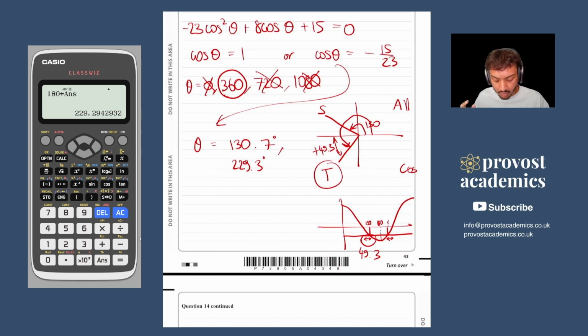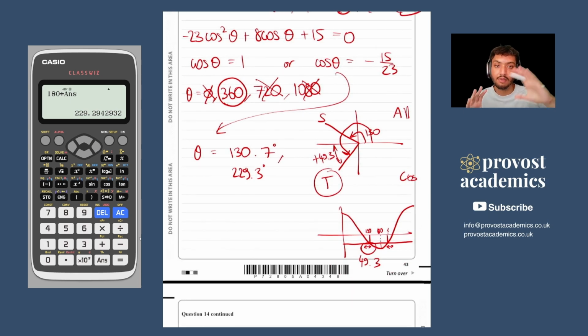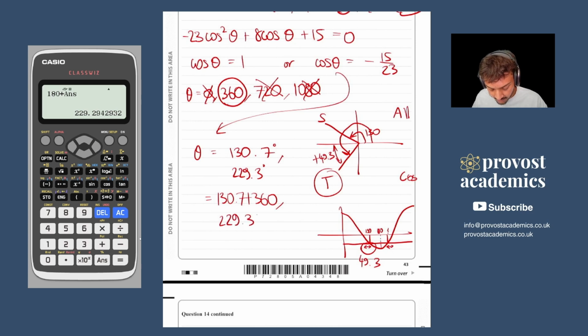Now, remember that we're looking for solutions between 360 and 540, so we need to find other solutions. Luckily for us, cosine is a periodic function, so it will repeat itself every 360 degrees. All we have to do is add 360 to our existing solutions, and hopefully it will take us to the next solutions. So we have this plus 360.